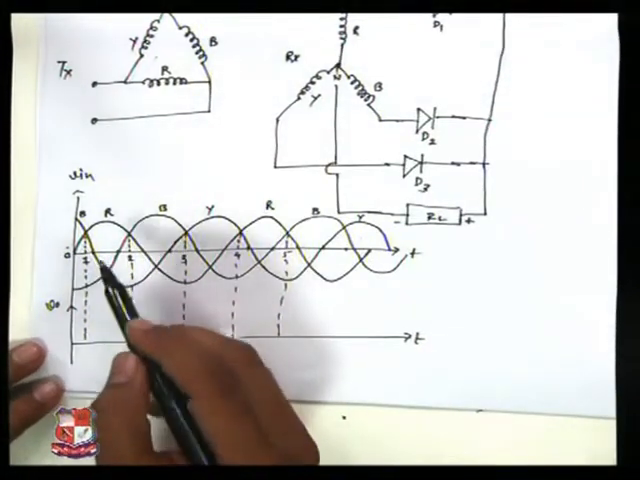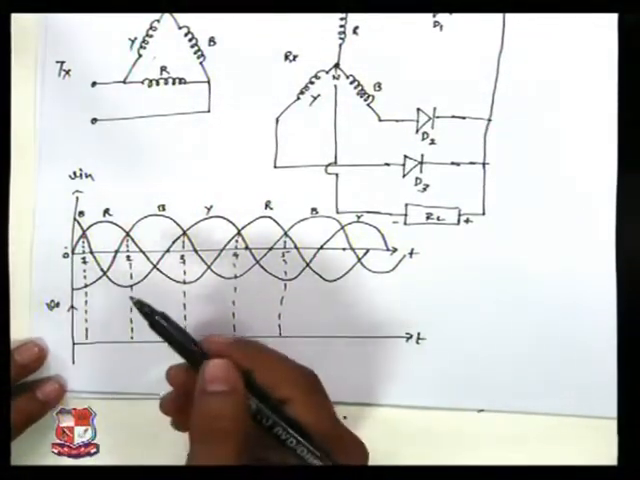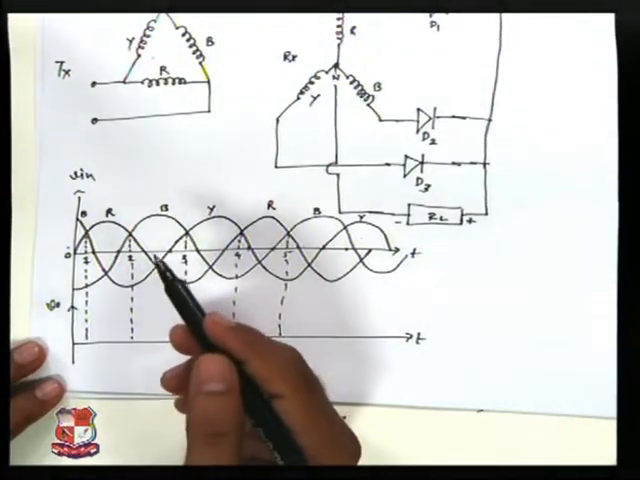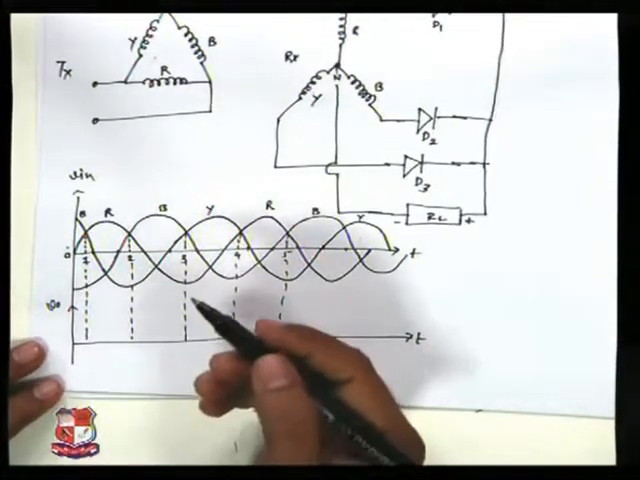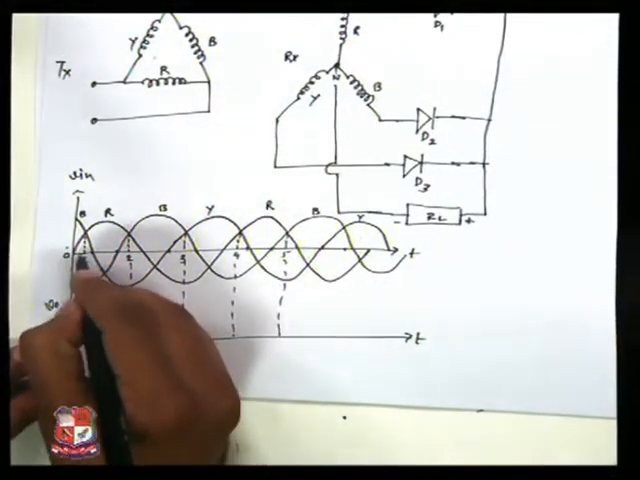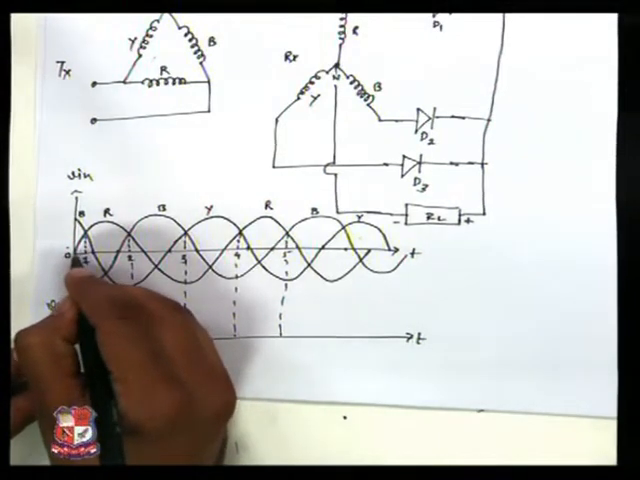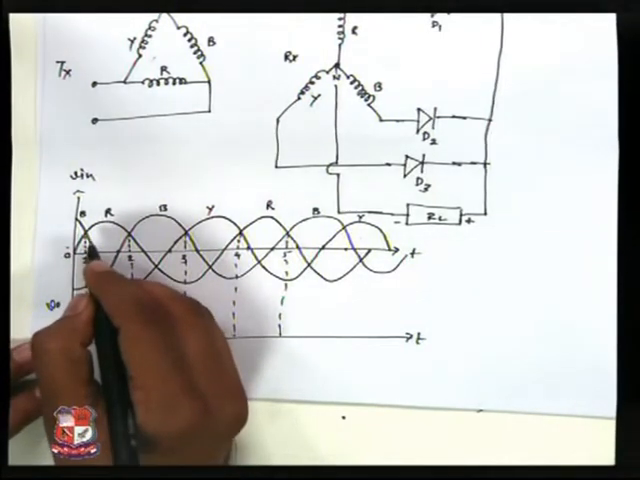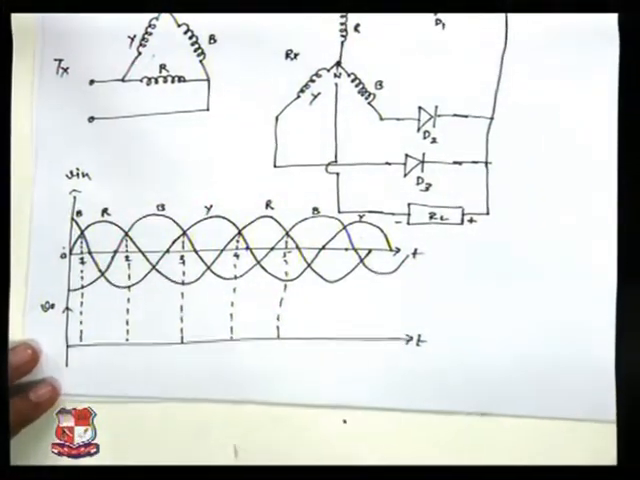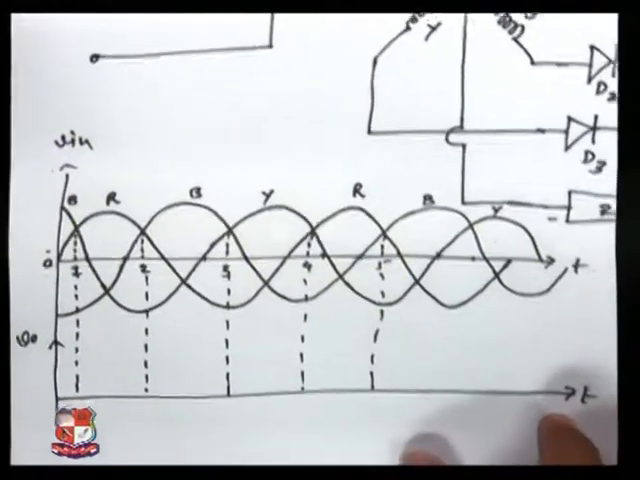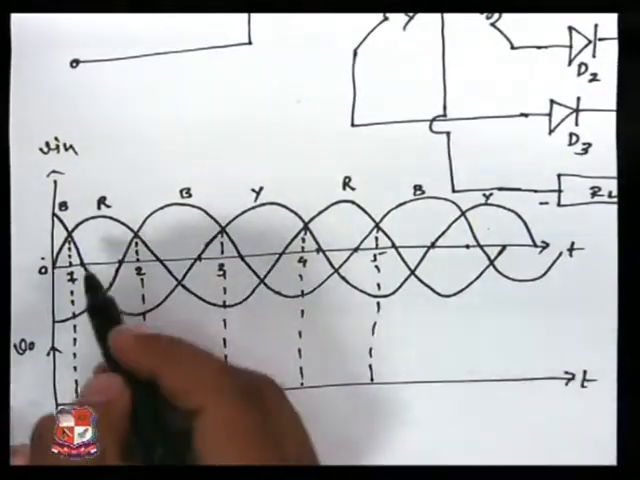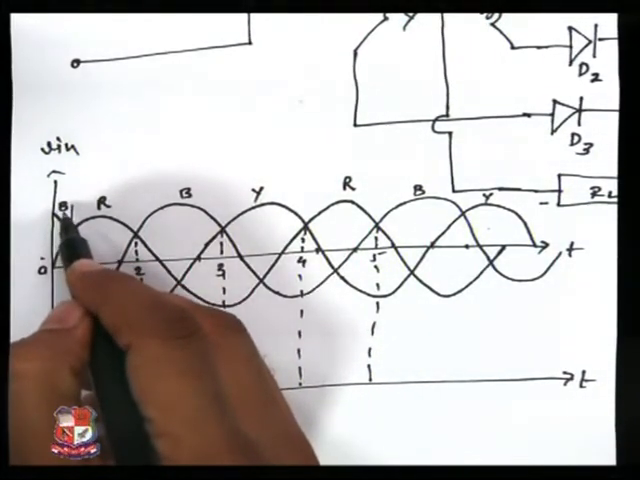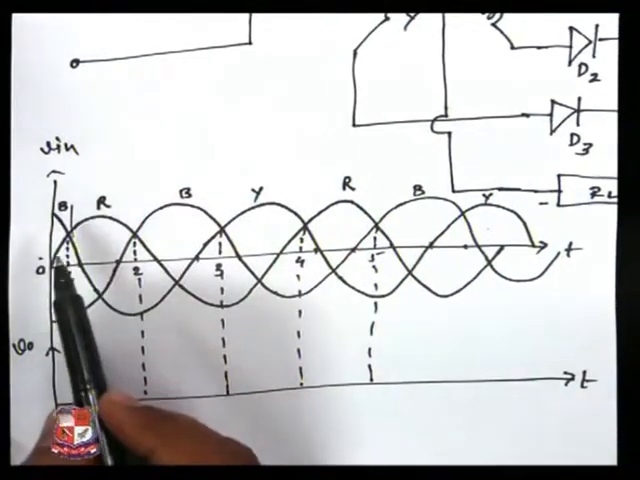Now just check the current: which phase is responsible for passing the current and which phase is responsible for the negative side current. So for that we have to check the instants like that. At the instant 0 to 1, you have to find out which phase has the maximum amplitude, or the anode of which phase is the most positive. Now this is somewhat clear. So at instant 1 we see that the B phase has the highest amplitude, so the anode of the B phase is most positive.